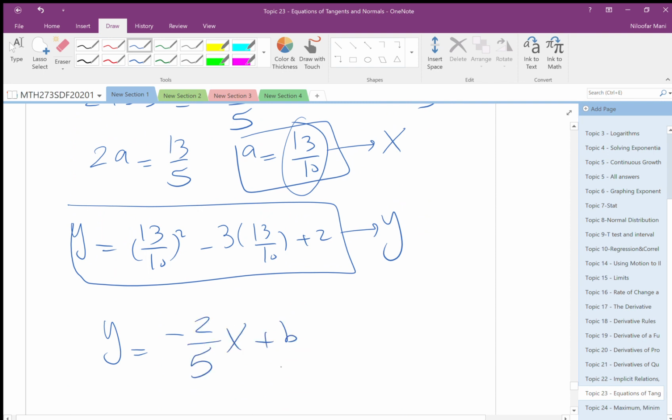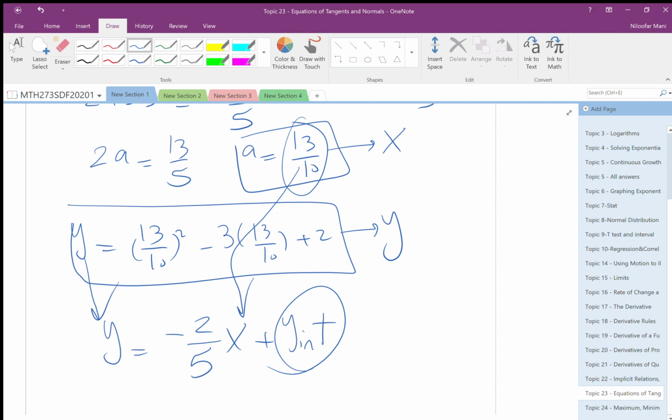How do you find the y-intercept? You put this value here and this value here, and find the y-intercept. Here I don't need to do the calculation, because the numbers are not very nice to compute, so you can do it on your own. It doesn't matter.